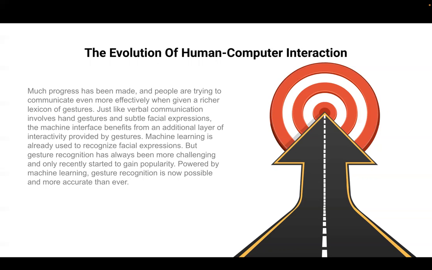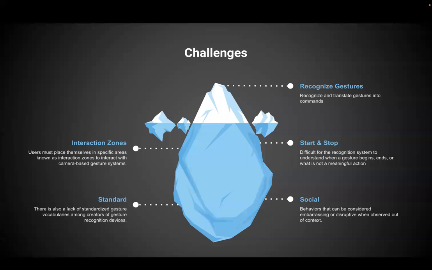Machine learning is already used to recognize facial expressions, but gesture recognition has always been more challenging and only recently started to gain popularity. Powered by machine learning, gesture recognition is now possible and more accurate than ever. But still, we have a lot of challenges. So based on these challenges, I made an iceberg, and you can see this.